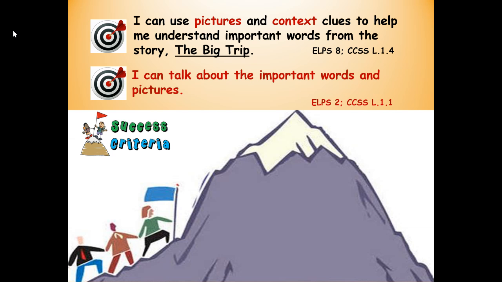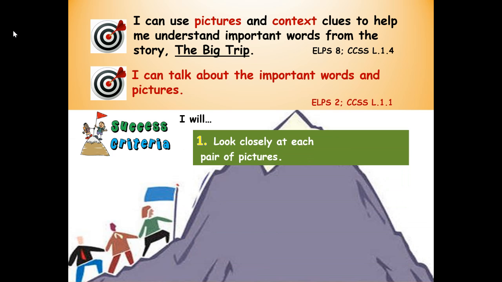Success criteria. That means how will you know you're successful at using pictures and context clues to help you understand the important words? And how will you know you're successful in talking about the important words? Well, here is what you're going to do. Here are your steps to success.